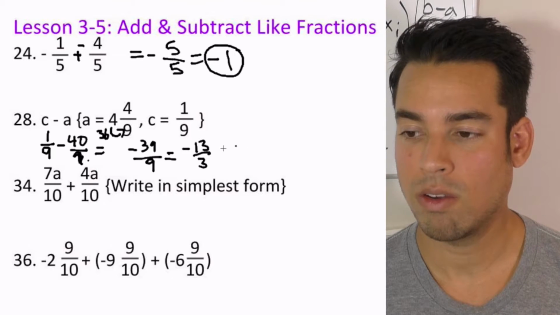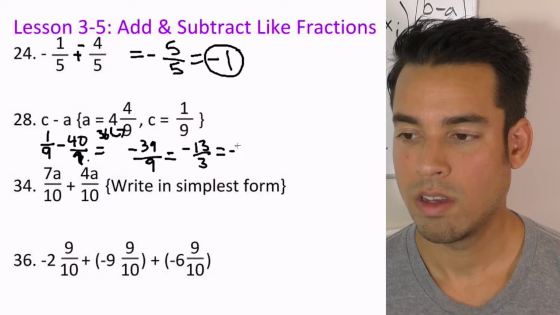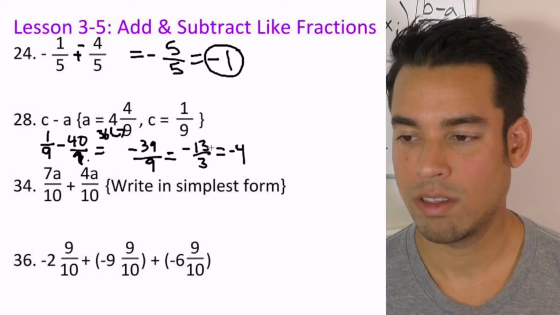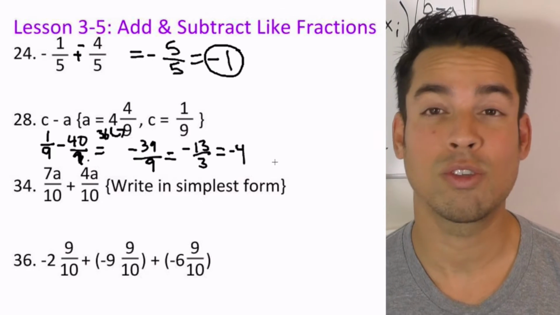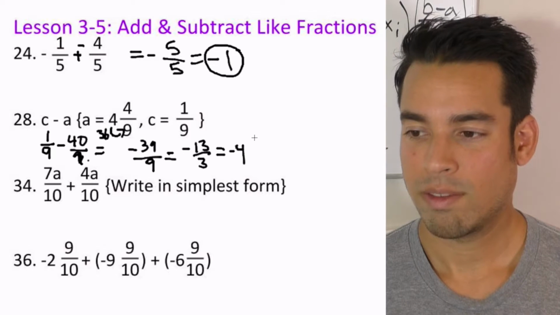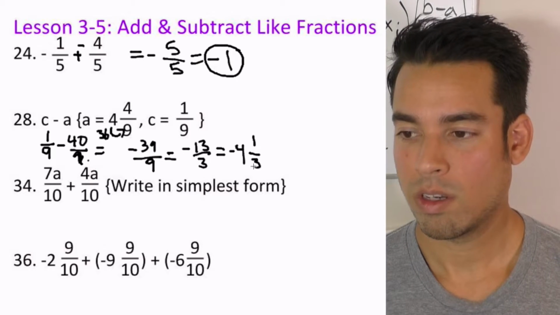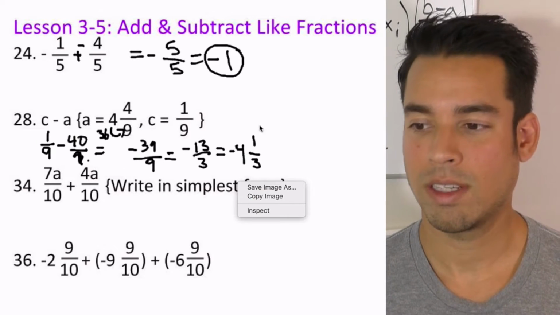We can pull 4 out. So we got -4, and what's left in there after we pull those 4 3's out? 4 3's are 12. So we got -4 and 1/3. Okay, that's it. That's our answer.